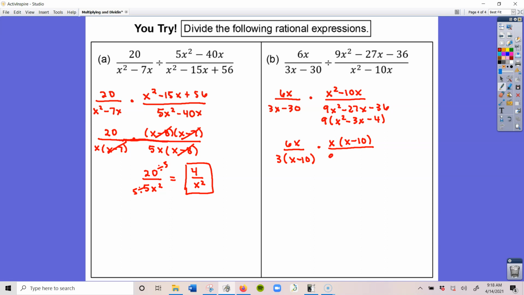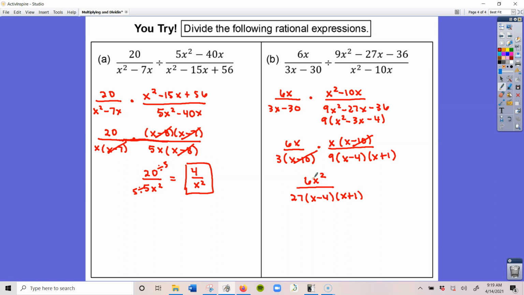So I have this 9, and then x squared minus 3x minus 4. The two numbers that multiply to give you negative 4, but add to give you negative 3, are negative 4 and 1. So my factors would be x minus 4, x plus 1. And now we start canceling. The only thing that I can really cancel is the x minus 10s. So what I have here in the numerator is this 6x squared over, then I have the 3 and the 9. 3 times 9 is 27. And then we have x minus 4 over x plus 1.